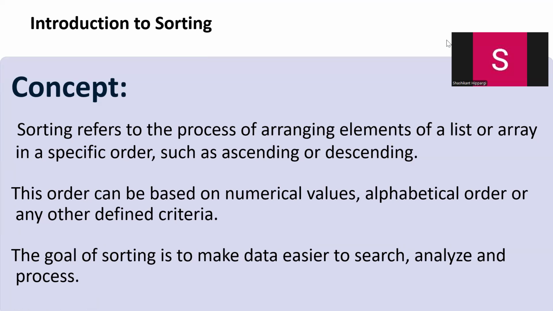First of all, we'll understand what sorting is. If we have a set of elements with us, we may want them to be sorted in a specific way. For example, if we have a set of numbers, we may want them arranged in either ascending or descending order. If we have a set of names, we may want them arranged alphabetically.